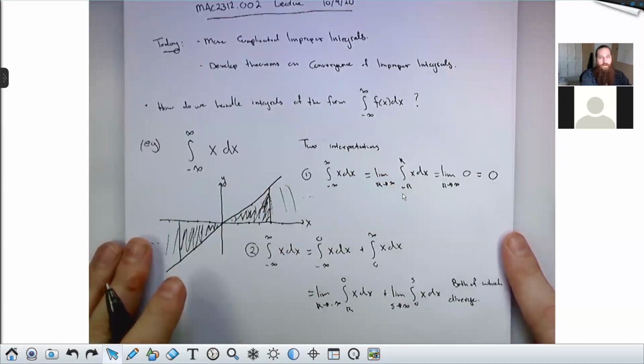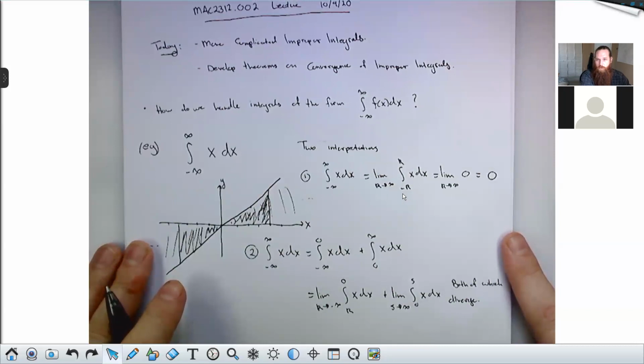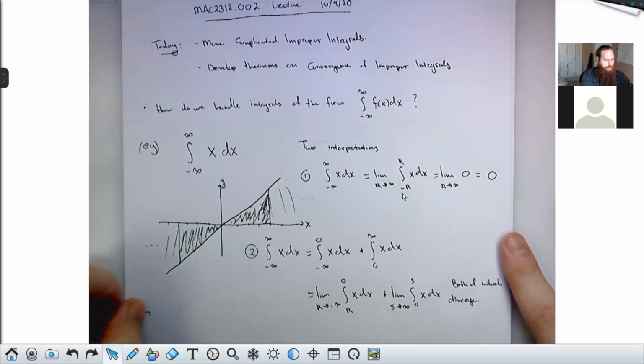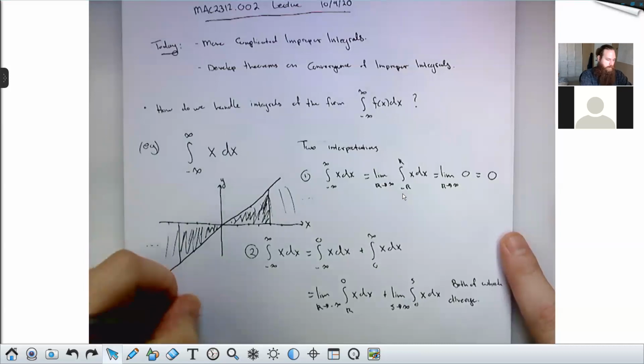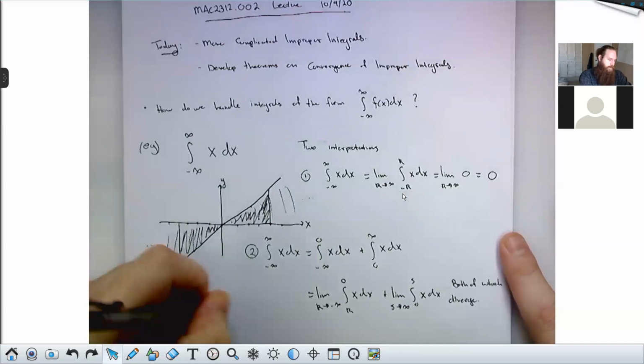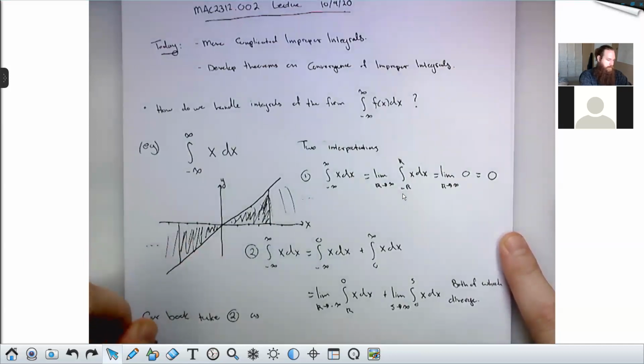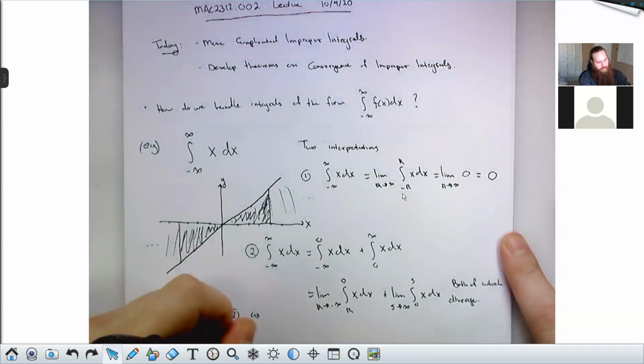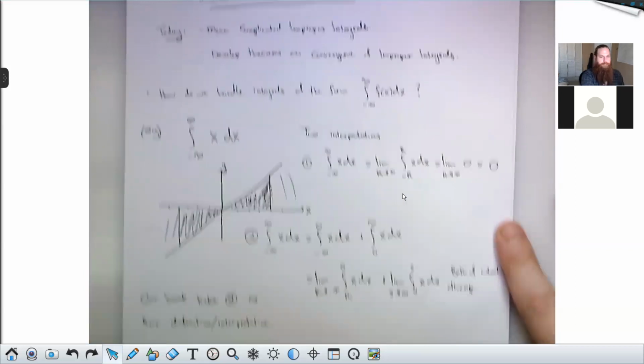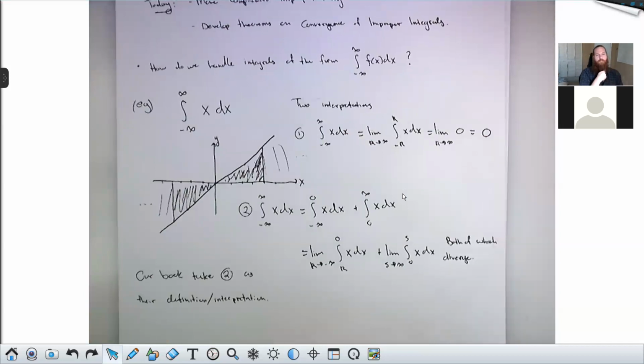Neither one is wrong and neither one is right. It's just two different ways of thinking about the situation. Our book and all undergraduate calculus books take the second position as their definition, or interpretation. So our textbook would say that this is a divergent integral.